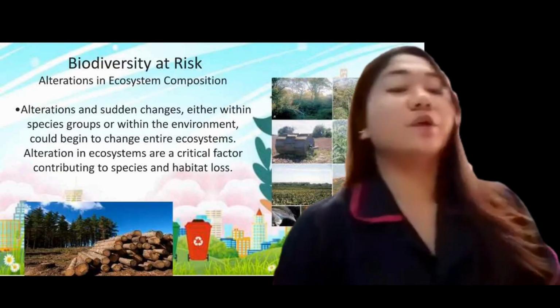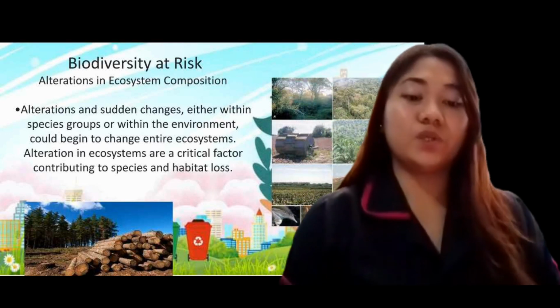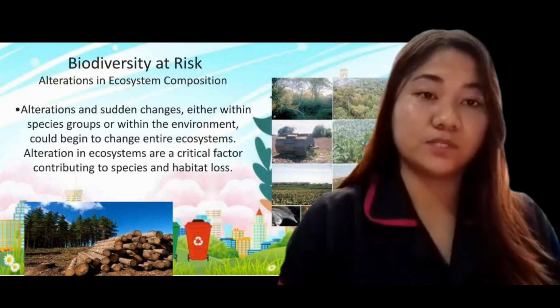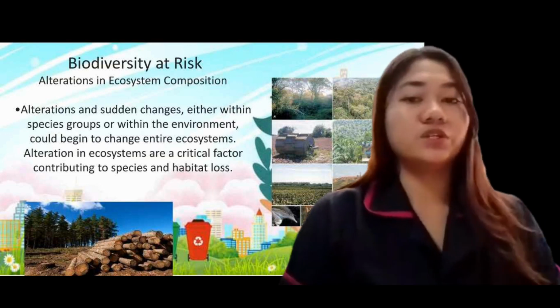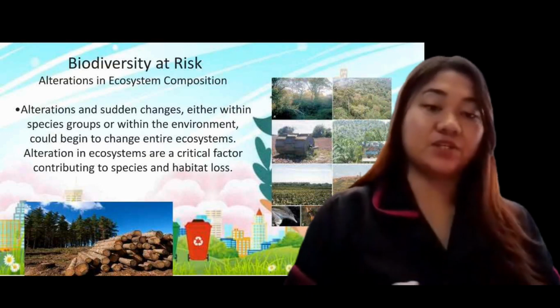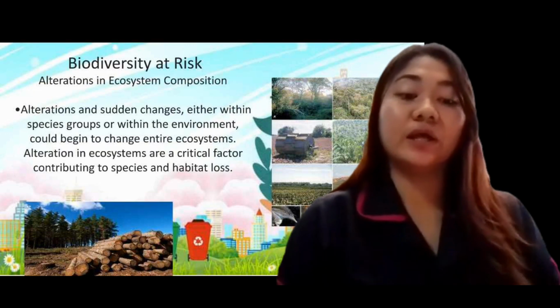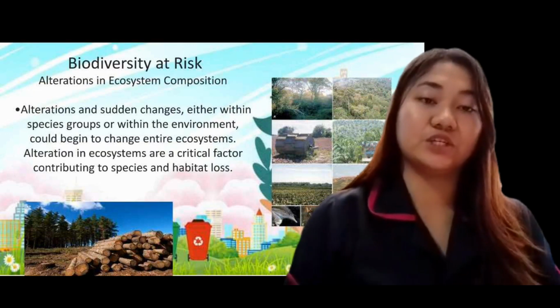Now we are going to talk about my assigned part, which is the alteration in ecosystem composition, overexploitation of biodiversity, pollution and contamination, and climate change. So first, we are going to discuss alteration in ecosystem composition.